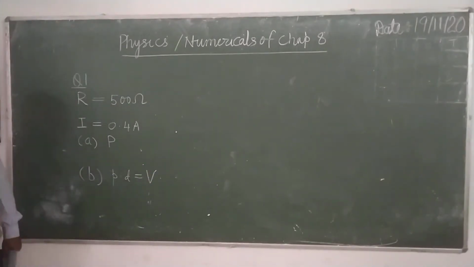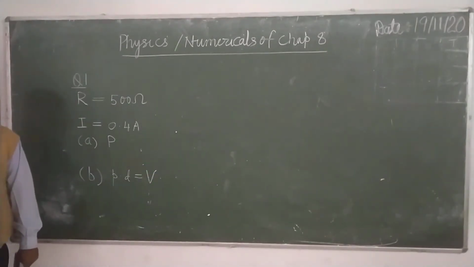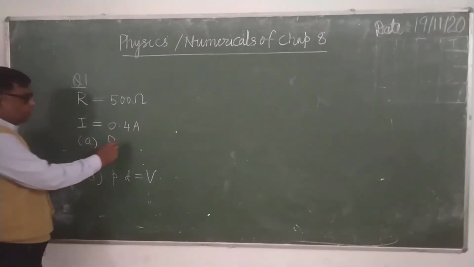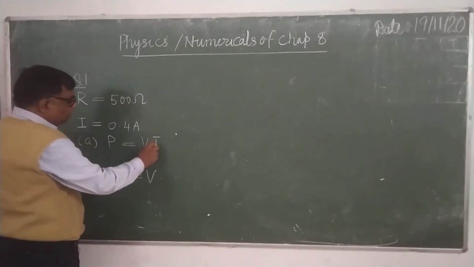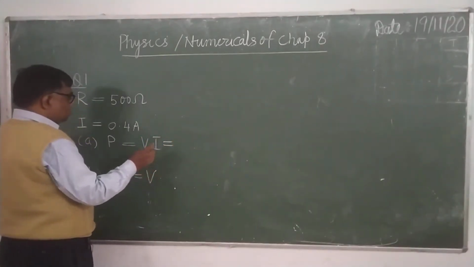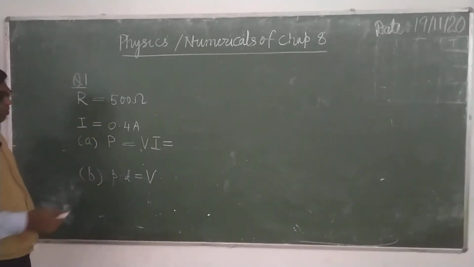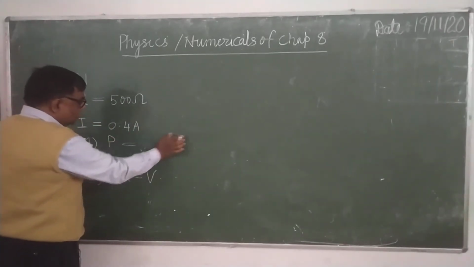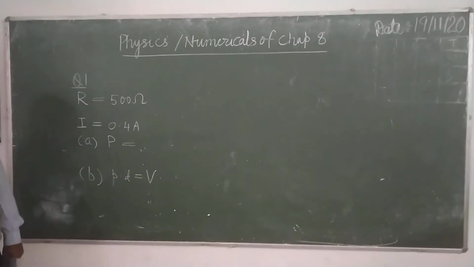So see here, as you know that power equals to what into what? V into I. So you can see here it is V into I. Both the things are given. Not here, R is given. It is given in terms of R. So we will not use this formula.